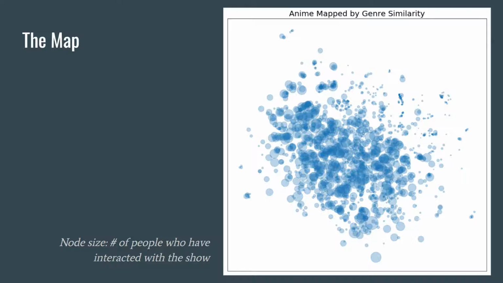We arrive at a map that looks like this: a number of blobs of varying size according to the number of people who have interacted with the show. Now, does this mean anything?